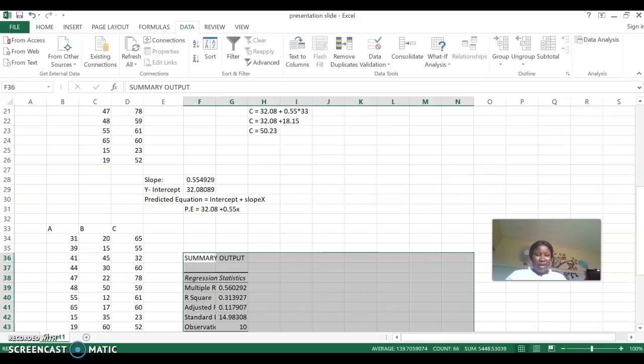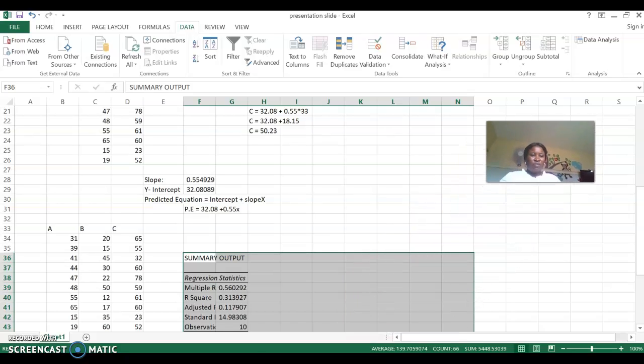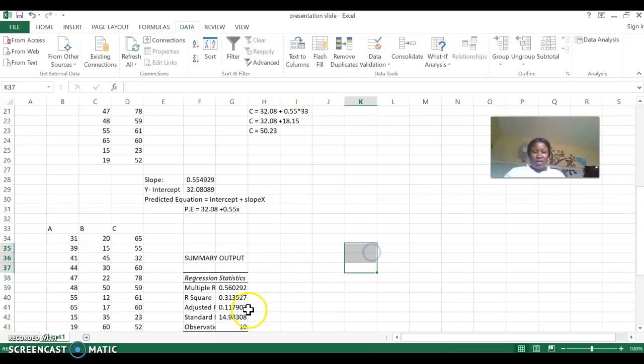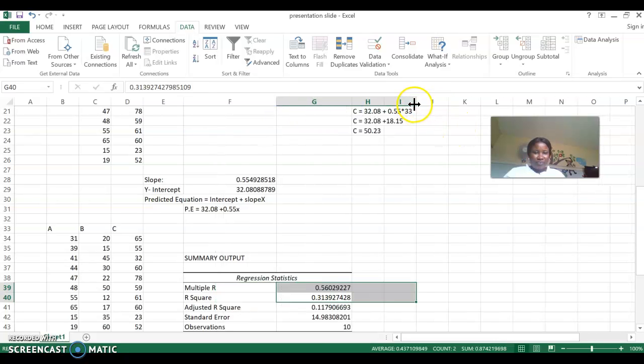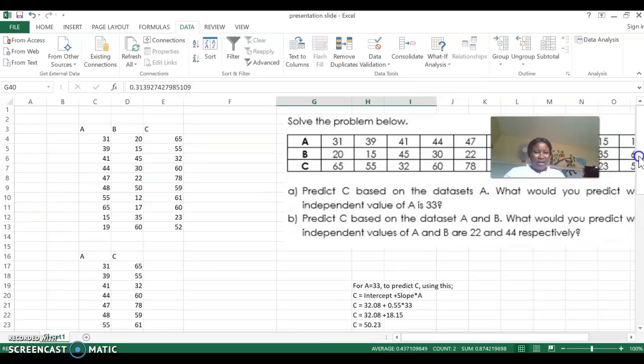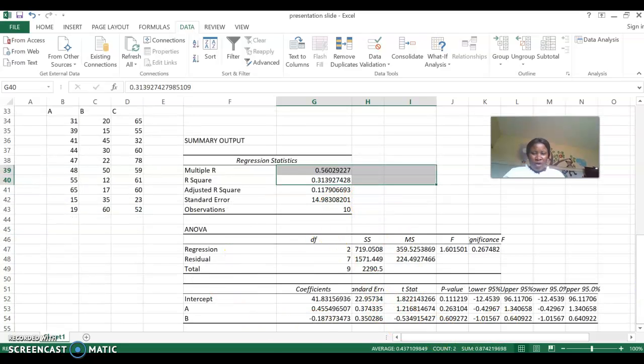Okay, so this is what, let me move here. So this is what I got. Let me try to expand the cell for visibility purposes. So this is what I got using my data analysis tool. So these are the coefficient values. For the intercept, I have 41.83. For slope 1, like I told you, for multiple linear regression, we have more than one slope. Slope 1, I have this. Slope 2, I have this.